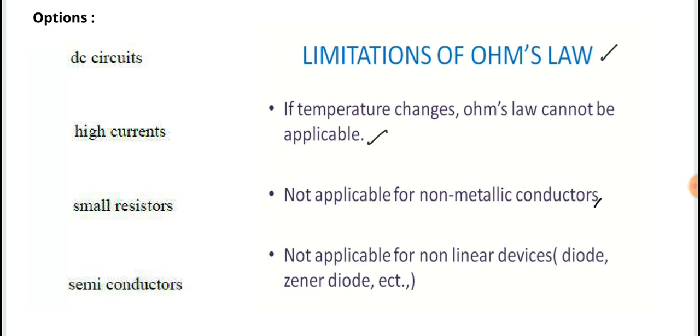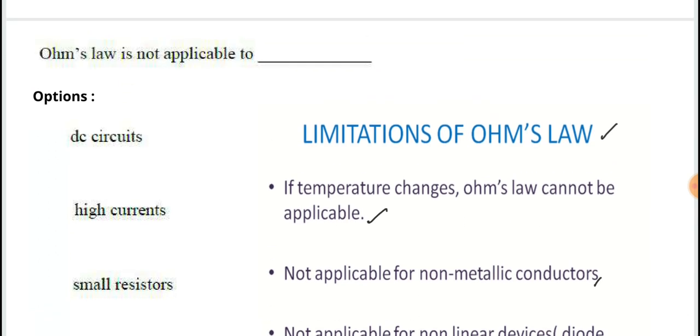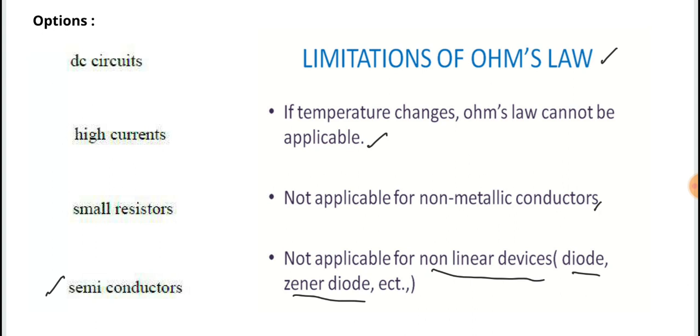Not applicable for non-linear devices like diodes, Zener diode, etc. Diode and Zener diode are nothing but semiconductors. So what I mean to say here is Ohm's law is not applicable to semiconductors. That means Ohm's law can be applicable to DC circuits, high currents, small resistors. High currents and small resistors mean the same thing: when the resistor is small, current will be high. For DC circuits as well as AC circuits at lower frequency we can apply it. Semiconductors, it's not applicable here.